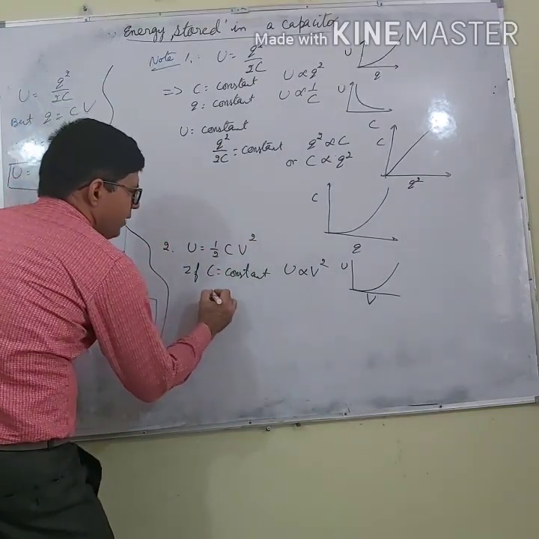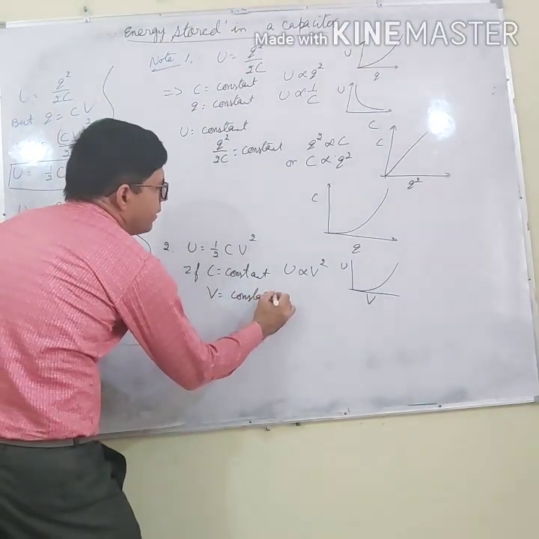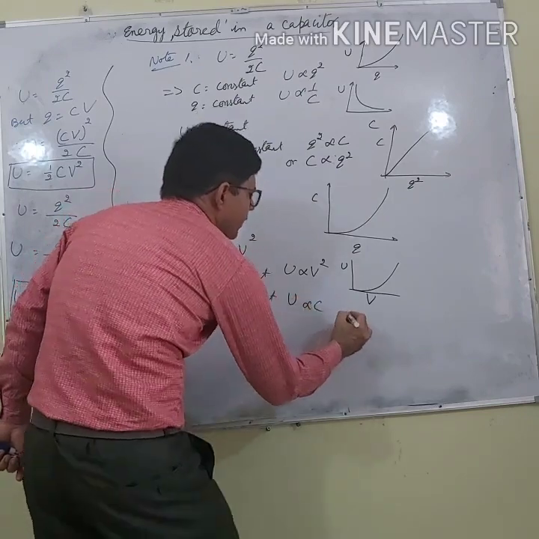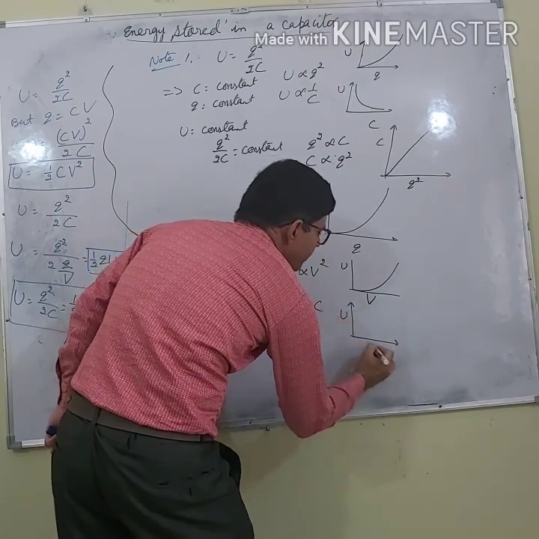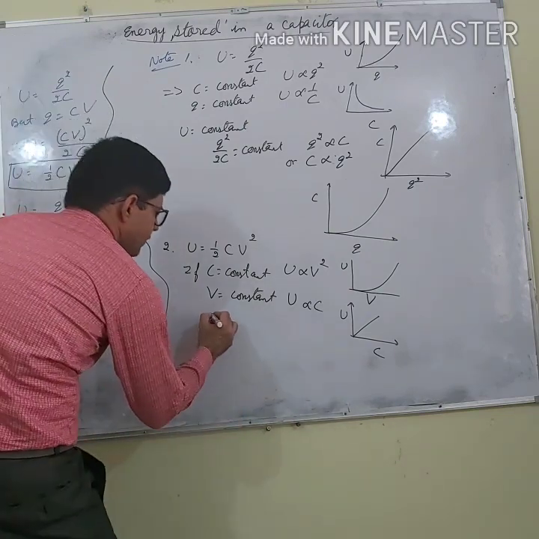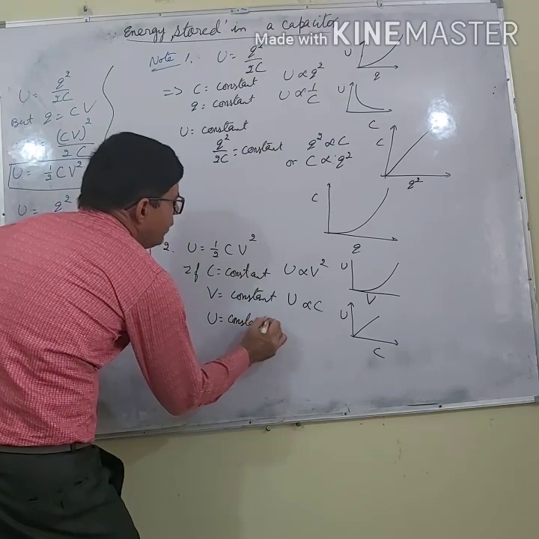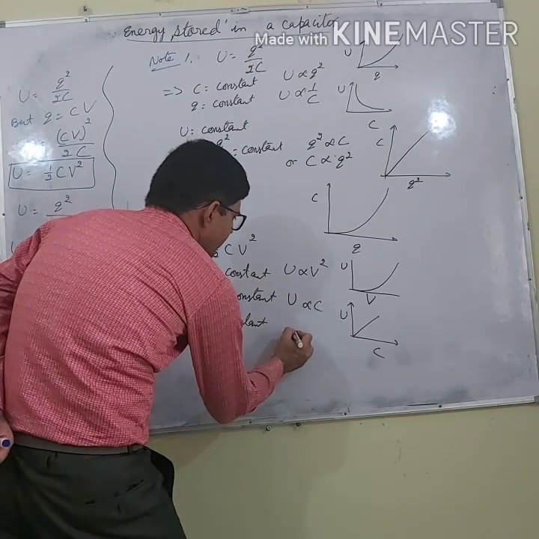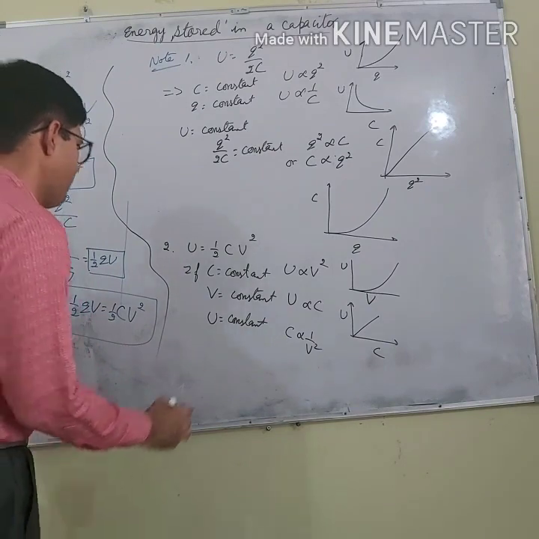Second is, if V is constant, then U is directly proportional to C. So what is the graph between U and C? Like this. And third is, if U is constant, what will happen? The product CV square is constant. So what does it mean? C is inversely proportional to V square.